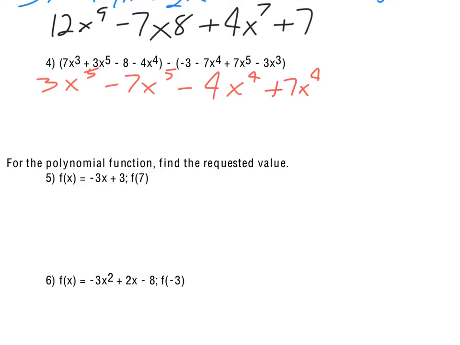After that, I'd be looking for my x cubes. I have a 7x cubed here and a minus 3x cubed. So 7x cubed plus 3x cubed. And then I've got my constant minus 8 here, minus 3. Ooh, but be careful, again, it's minus a minus 3, so it's going to be minus 8 plus 3.